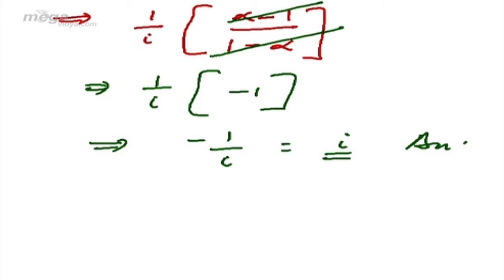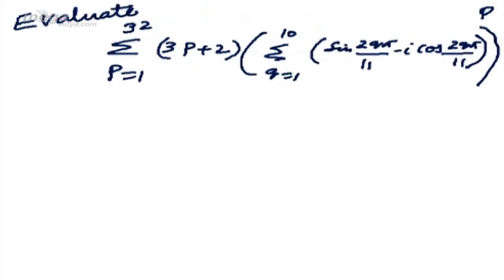Let us come to the next example based on the polar form of the complex number. Now the question is, summation of p is equal to 1 to 32, 3p plus 2, into summation of q is equal to 1 to 10 of sine 2q pi by 11 minus I cos 2q pi by 11, whole to the power p. In this question, see that there are two summation signs. This is a very important problem, very important for the competitive examinations. Now let us come to the solution of this problem.